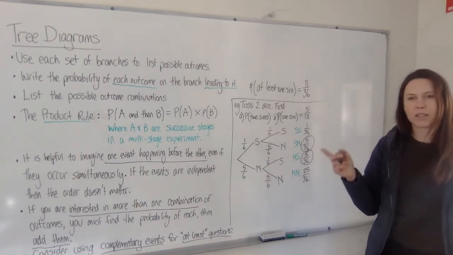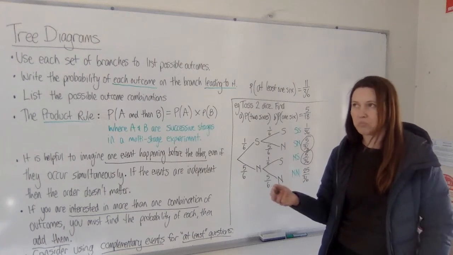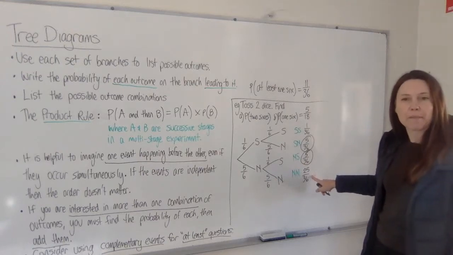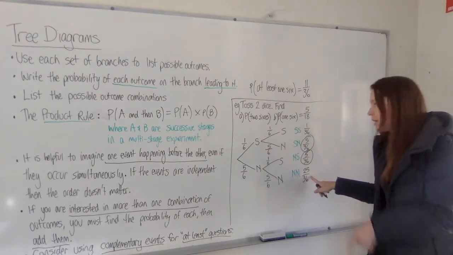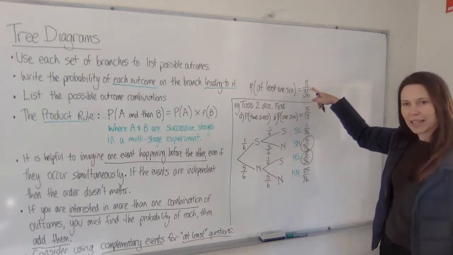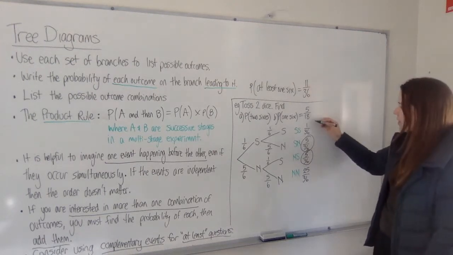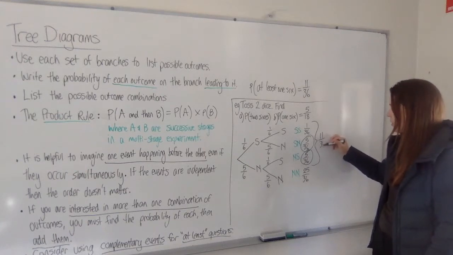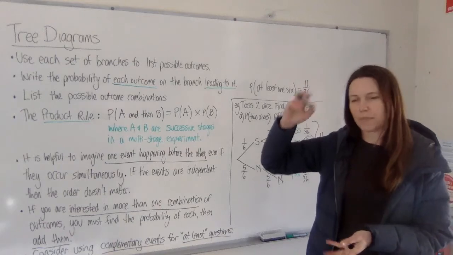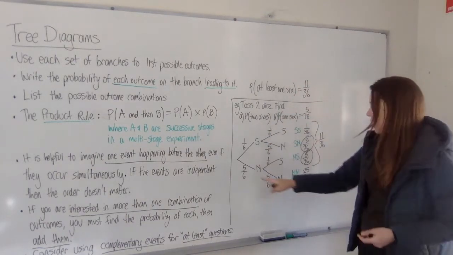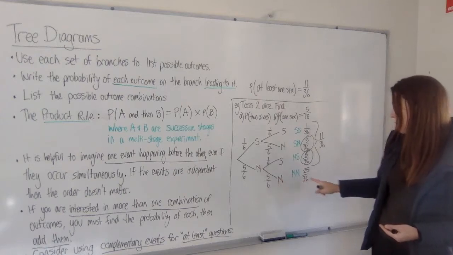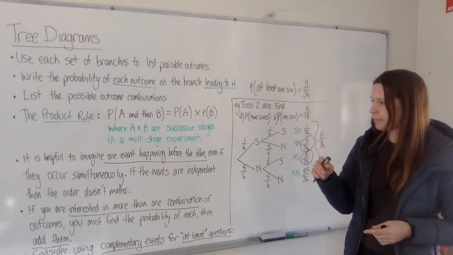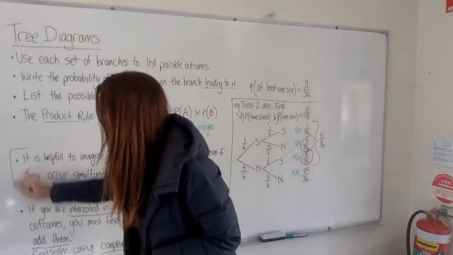But there's another way I could do it. I could say, what's the opposite of getting at least 1 6? No 6s at all. Well, 1 minus no 6s at all is also going to give me the chance of getting at least 1 6. So in this case, it was nice and easy. I had all my probabilities there and I could add them together. But if you had a really big tree diagram with lots and lots of branches, it would probably be a lot easier just to find the probability of that one branch that you don't want and subtract it from 1.